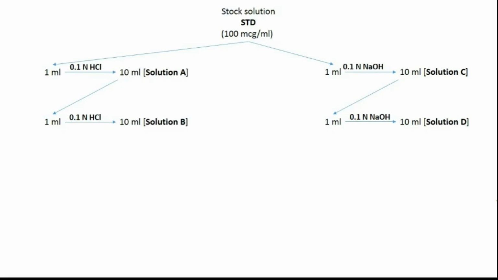So what we have done here, we have taken a stock solution, we have prepared one dilution in acidic condition, and we have prepared one dilution in basic conditions. Have you understood this part of the procedure? Okay, everyone has understood this. Now you can type down the message. Between the HCl solution and the NaOH solution, this is a repeat question, I asked it a short while ago. Answer in terms of the solution name: whether solution B or solution D will have more absorbance.